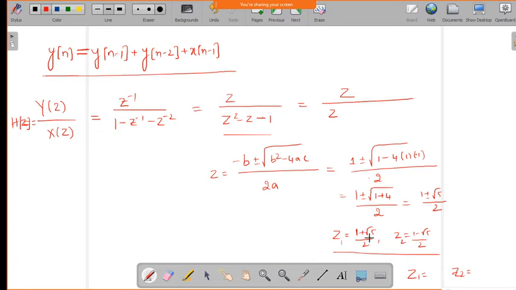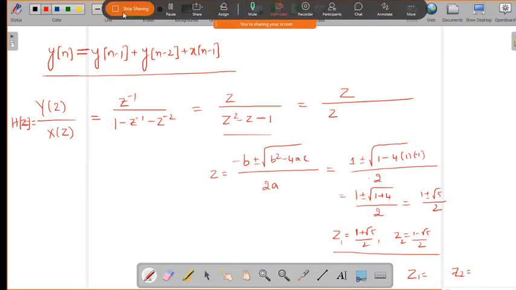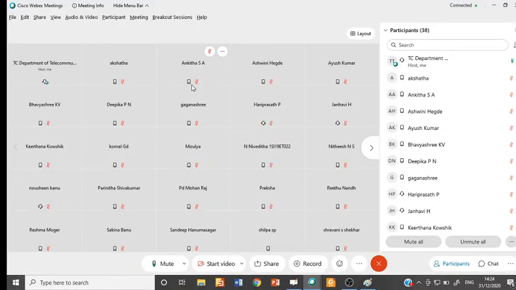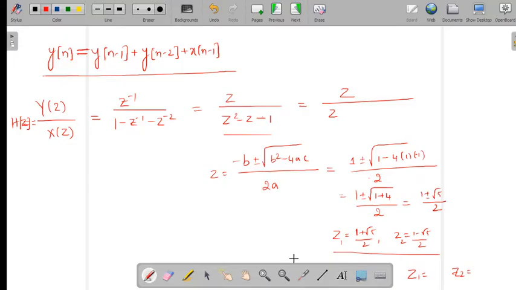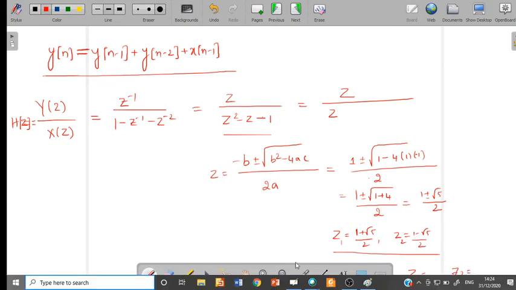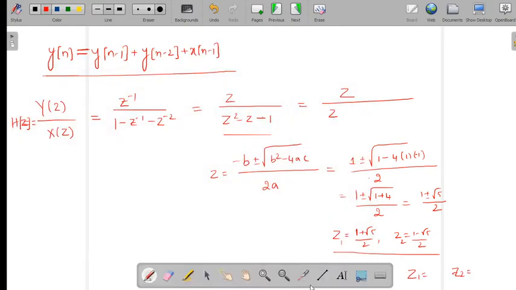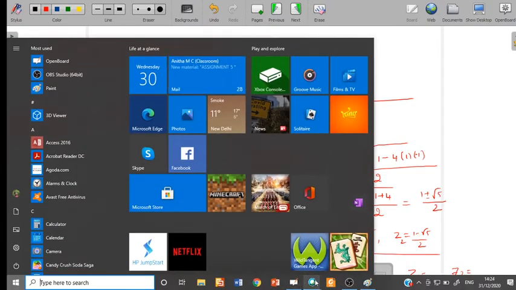So find out the value of root 5. What is the value of root 5? And what is the value of z1? You can tell. Can anybody tell? Hello? Root 5 is 2.23. So you just add plus 1 divided by 2, you do. 1.615. Okay, 1.61. Another one? Minus 0.615. Okay. So those are the roots.